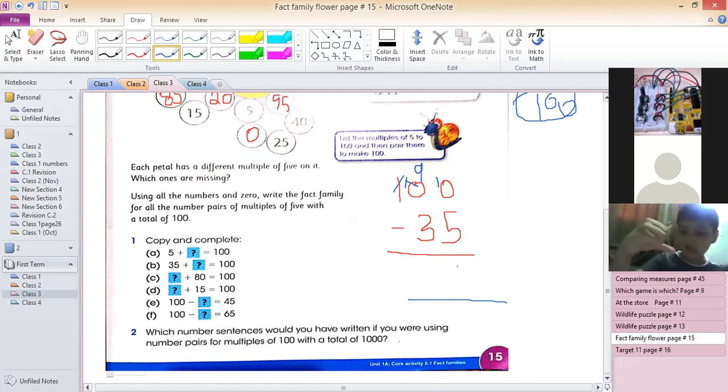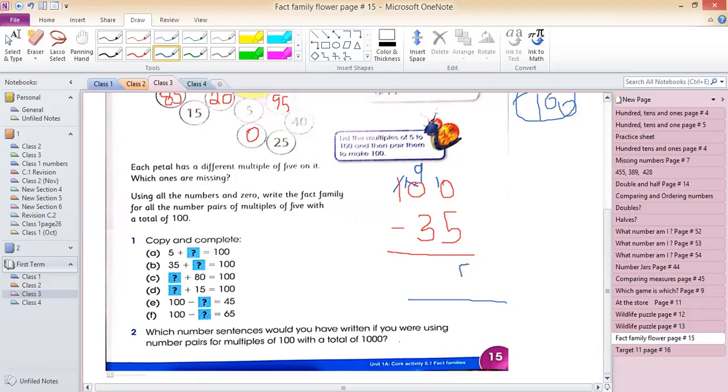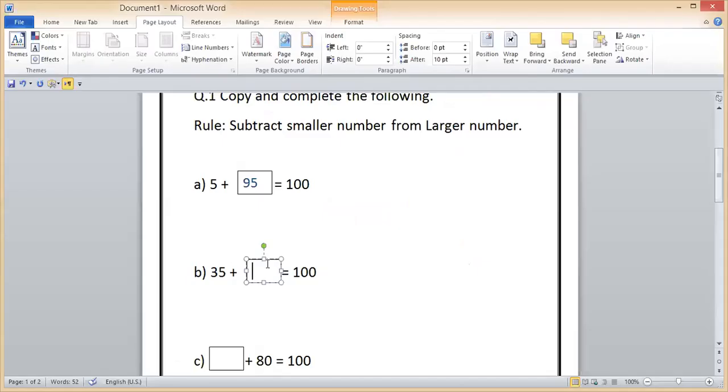Okay, now 10 minus 5. Close your camera, Sharif. 10 minus 5 equals to what? 5. Very good. And 9 minus 3 equals 6. Very good. And this is 0. We don't need to write 0, right? So the answer is 65. That's very good. Thank you.